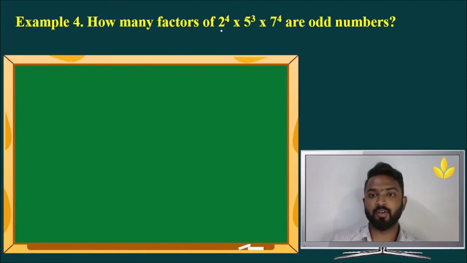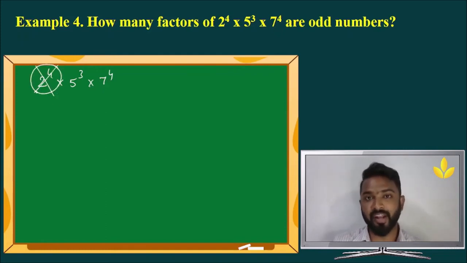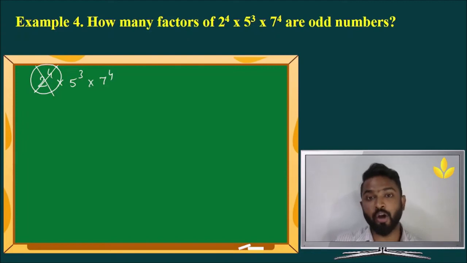How many factors of 2 to the power 4, 5 to the power 3 and 7 to the power 4 are odd numbers? Okay, this is a very nice question. We have 2 power 4 into 5 power 3 into 7 power 4. How many of these factors are odd numbers? That means we need to completely exclude this 2, because whenever any number gets multiplied with 2, that ends up becoming an even number. So we only need odd numbers. That means we only care about 5 and 7.